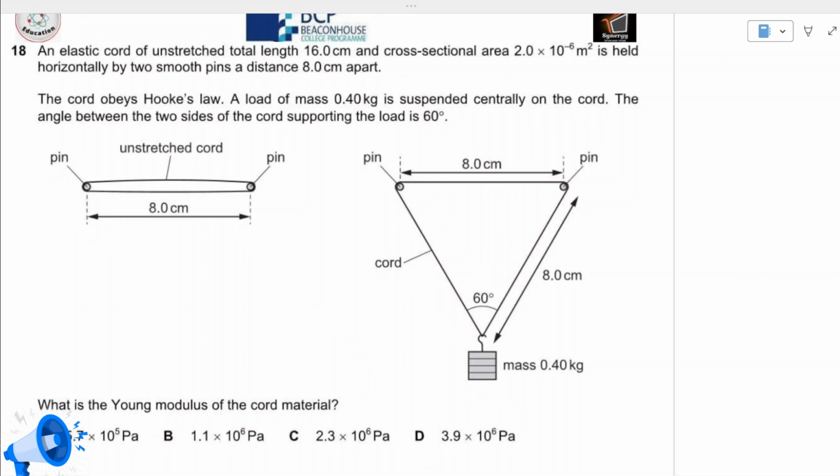So in this one, we are supposed to find the Young modulus of the cord. For Young modulus, we have the formula Young modulus equals F L naught over A x. We also have the formula Young modulus equals stress over strain, because with the data we have now, this formula is more compatible. Now we need to find the value of force first.